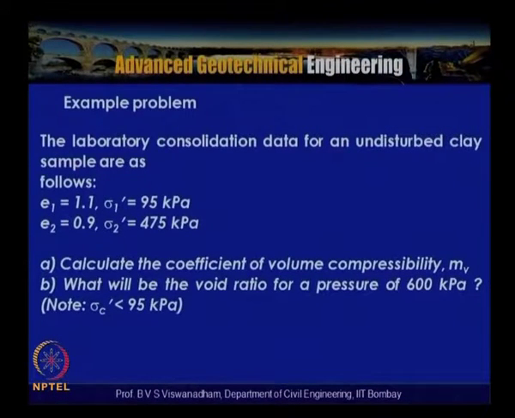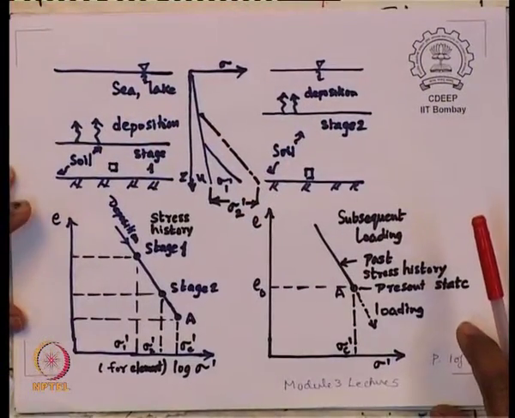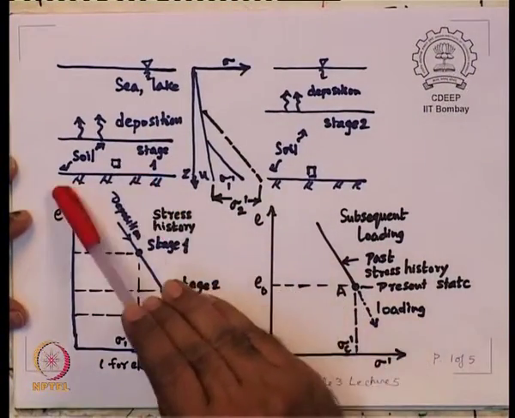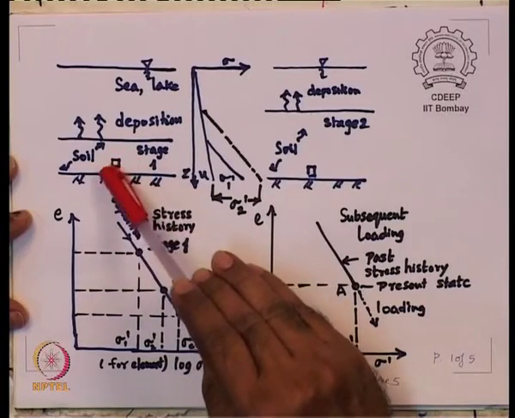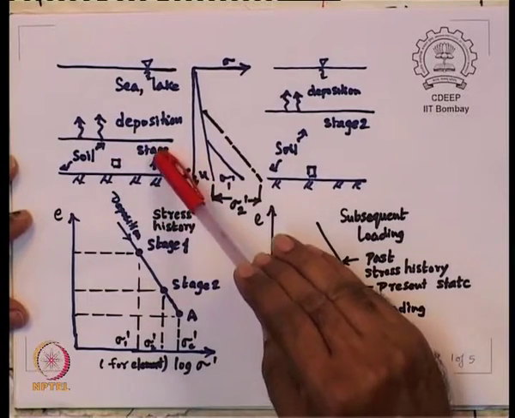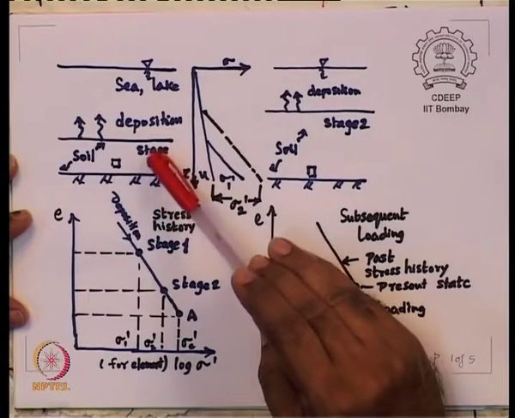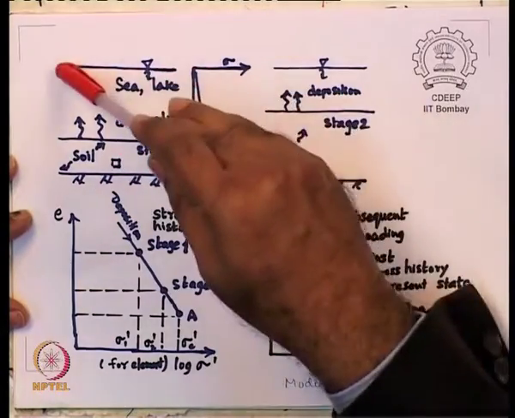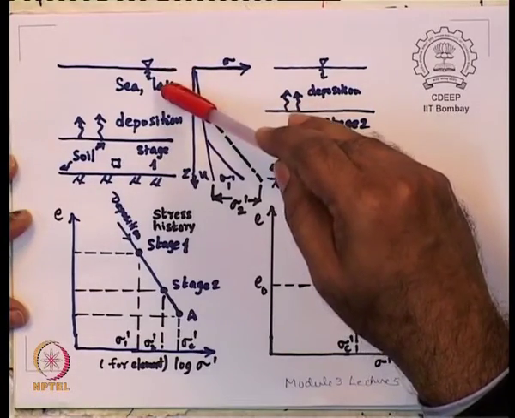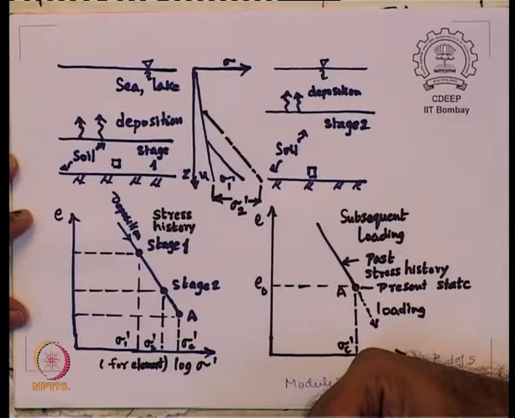So before looking into this example problem, let us look into this particular slide. We have a bottom which is impervious, and assume there is a soil which has a stage 1 deposition, and then the soil is getting deposited here, and the deposition process is happening. This is the water level in the sea, lake or estuary, where an estuary is the wide portion of a river where it meets the sea.